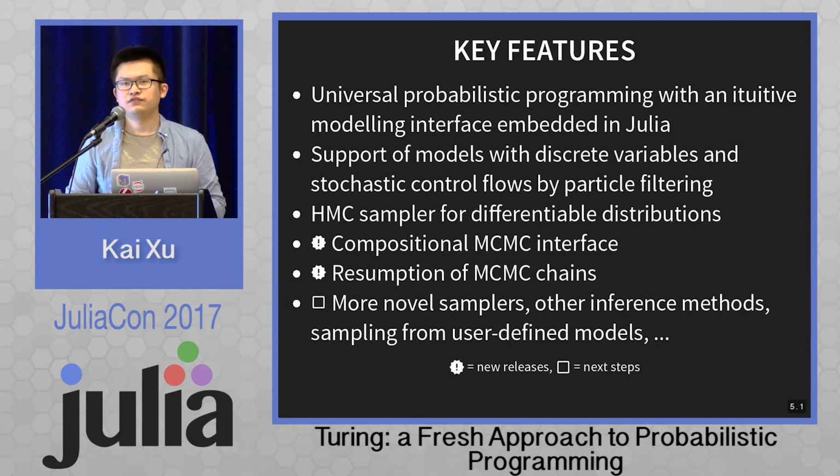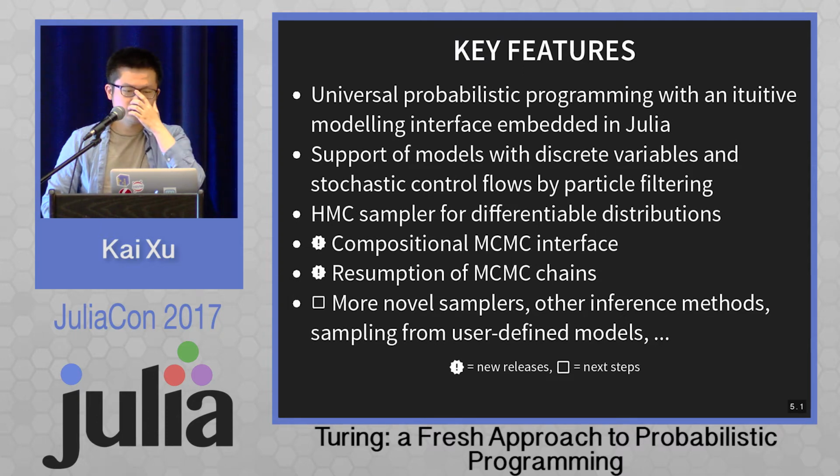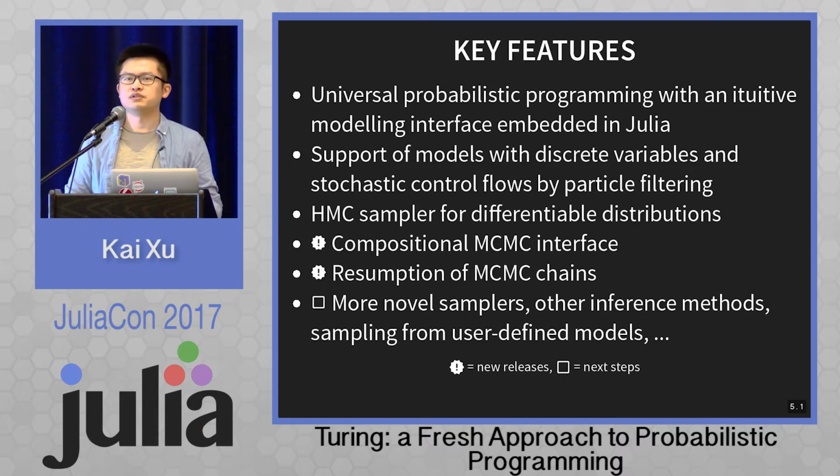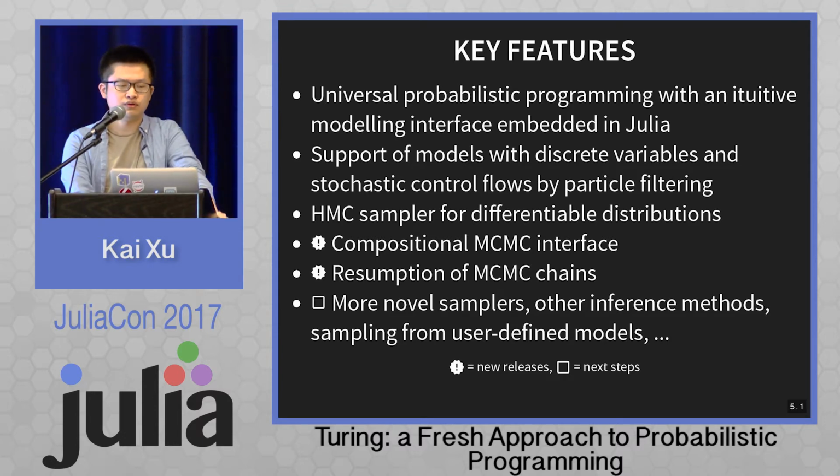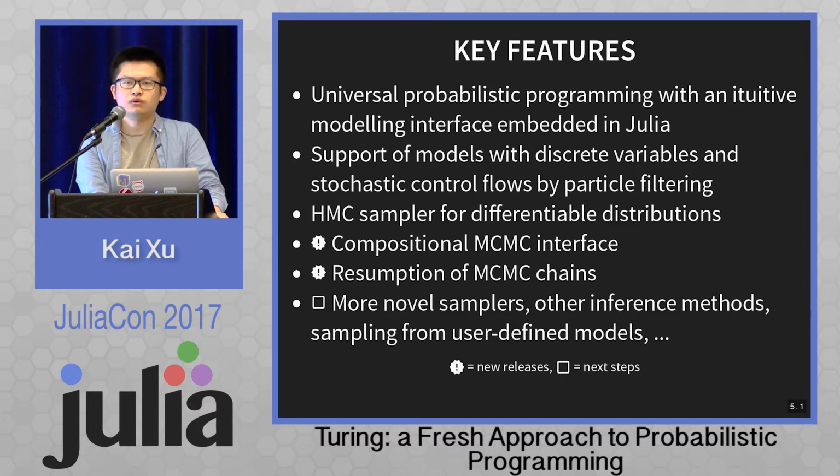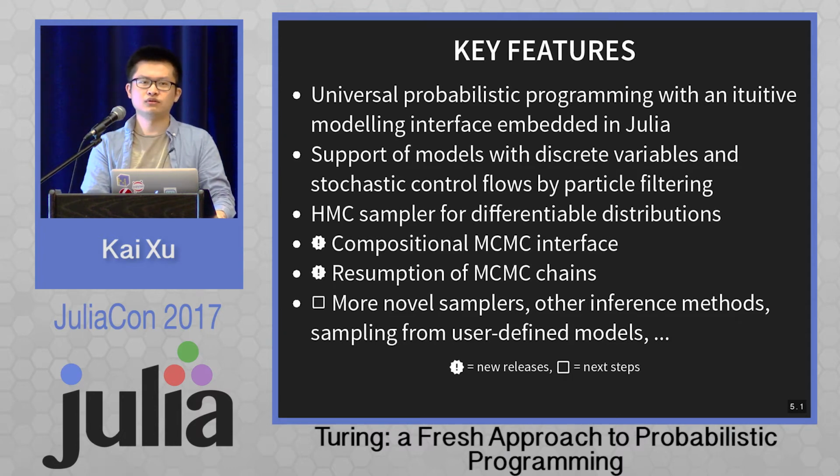So here are some key features of Turing. First of all, Turing is a probabilistic programming framework. It allows you to do universal probabilistic programming with a very intuitive modeling interface embedded in Julia. By universal, I mean you can actually write any kind of Julia code inside the Turing @model function.